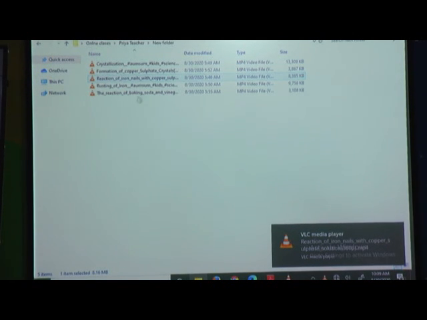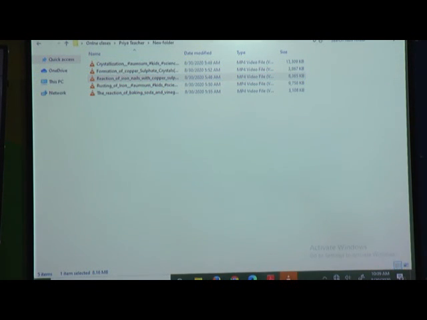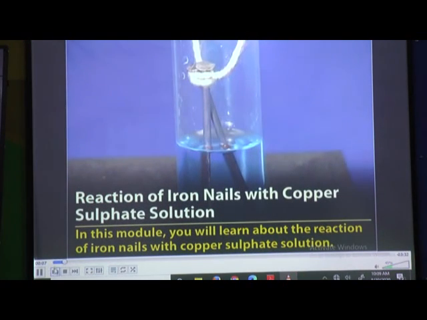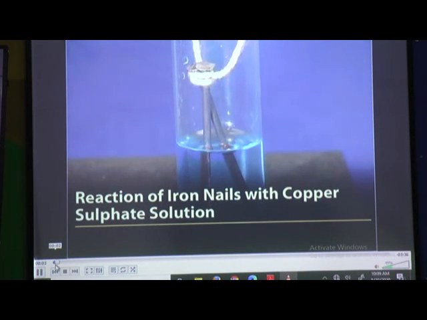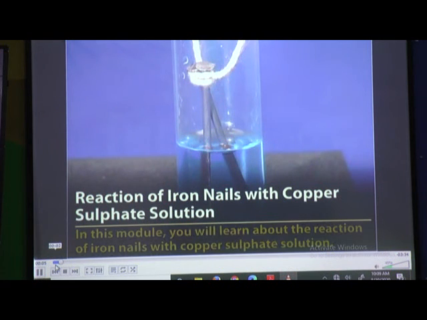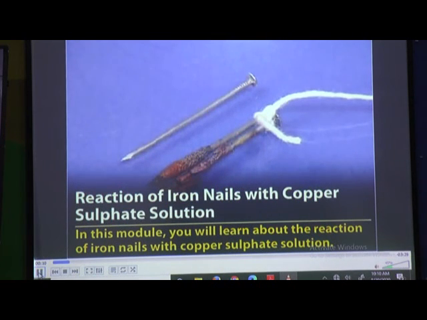Reaction of iron nails with copper sulfate solution. In this module, you will learn about nails with copper sulfate solution. See, here it is given with nails. You can perform this activity with any iron object. Okay, so in your textbook an iron blade is given, here iron nails are given. So it is okay.